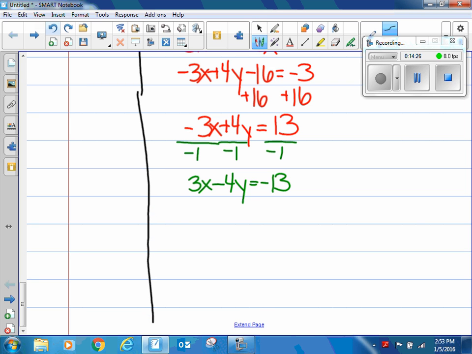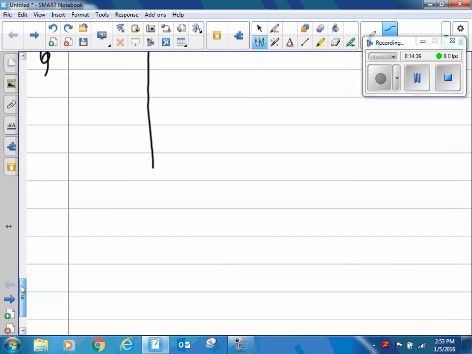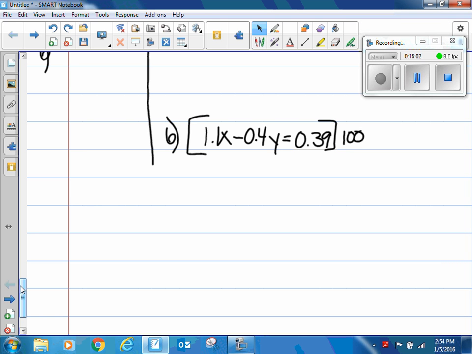All right, the final one I'm going to talk to you about is if we had an equation that has decimals. So we said we can't have fractions or decimals. So what if I have 1.1x minus 0.4y equals 0.39? How am I going to get rid of those decimals? Well, what I need to do is multiply everything by 100. If I multiply everything by 100, it's going to get rid of the decimals.